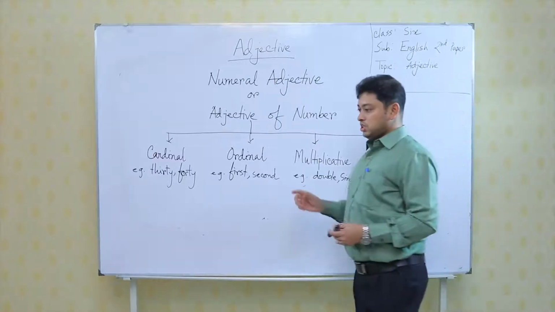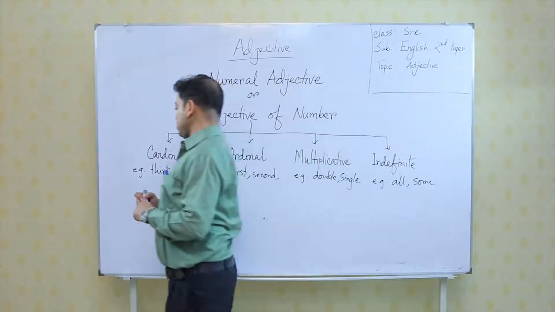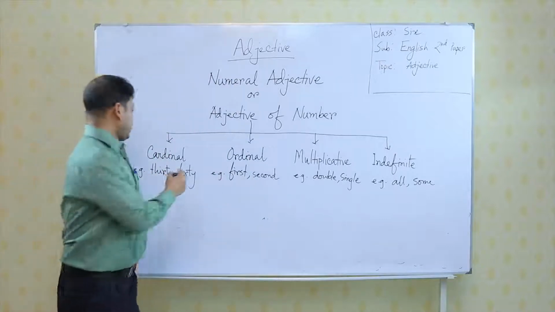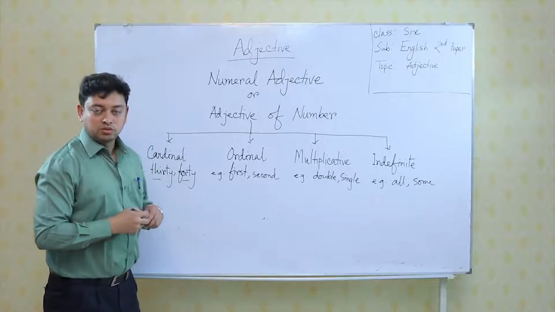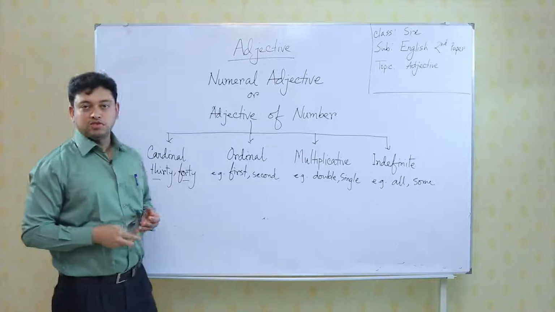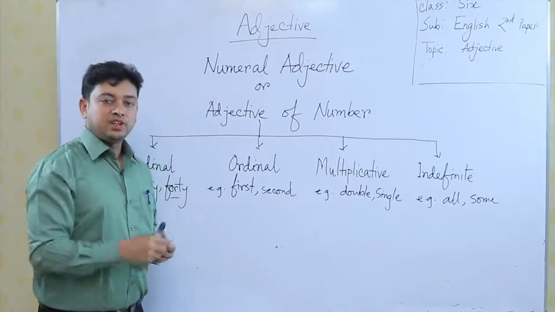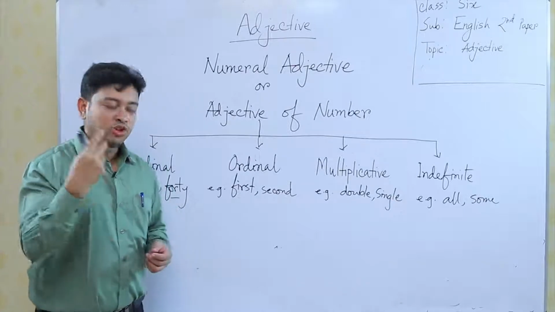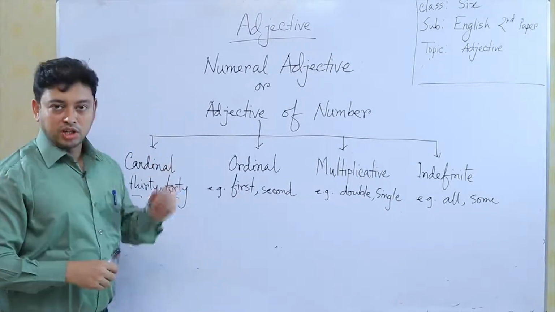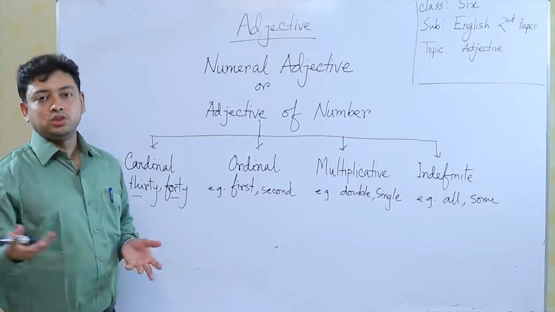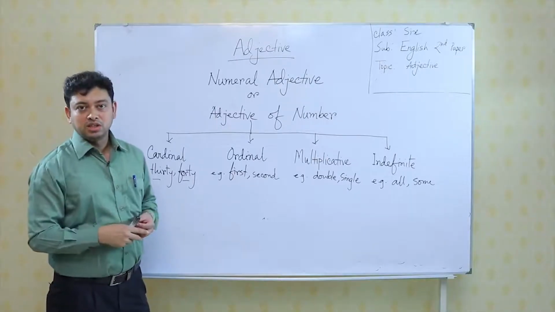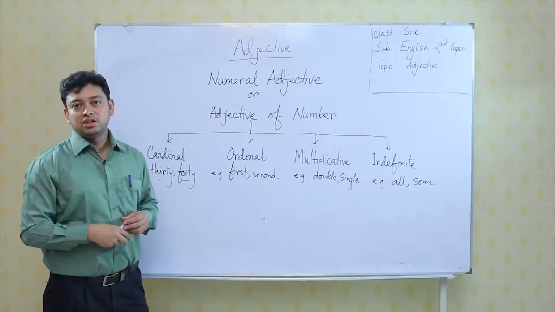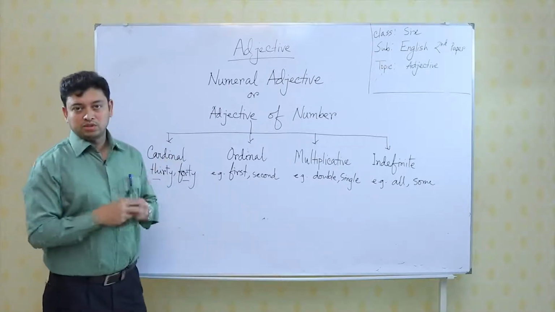So, when we talk about these examples and these words, if these words are used in a sentence and if it qualifies a noun, then it becomes adjective of number. Now, specifically if you want to identify, the name will be cardinal numeral. For example, there are 40 students. So, 40 students. So, it is qualifying students. So, the word 40 will be a cardinal numeral.